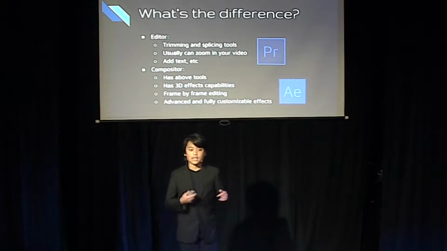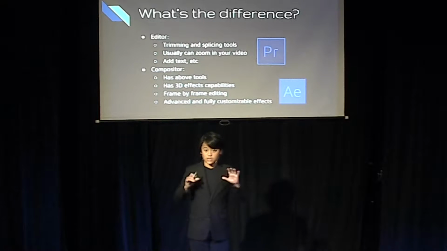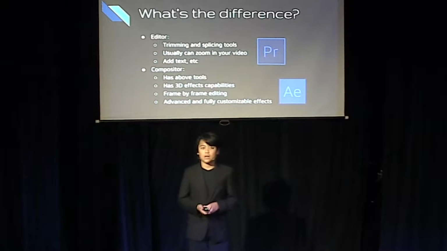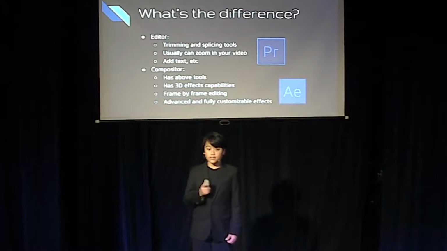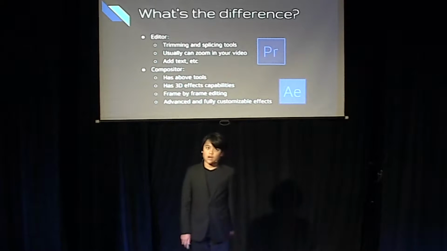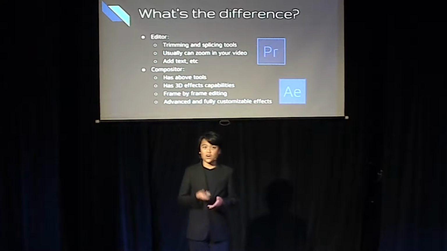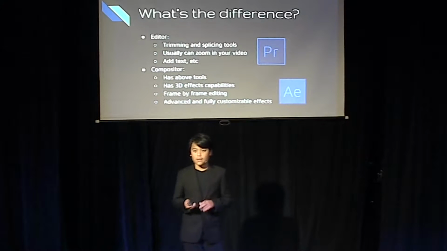An editor usually has trimming and splicing tools. You can usually zoom in on your video, add text, and more. A compositor has the above tools, but also 3D effects capabilities, frame-by-frame editing, and advanced and fully customizable effects. While at this moment it may sound like all you need is a compositor, we'll go into the drawbacks of having only one of each.